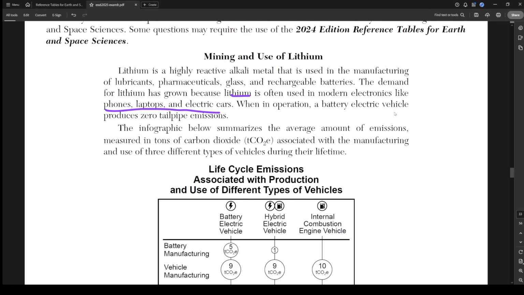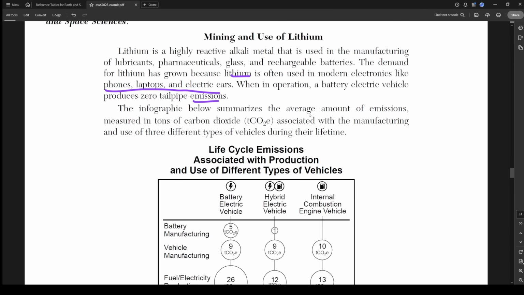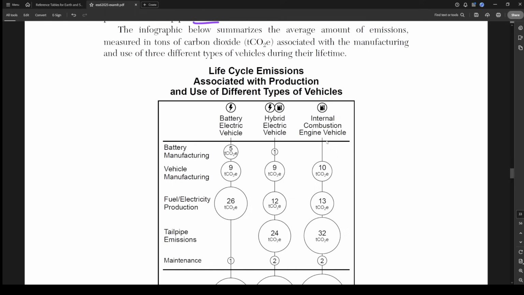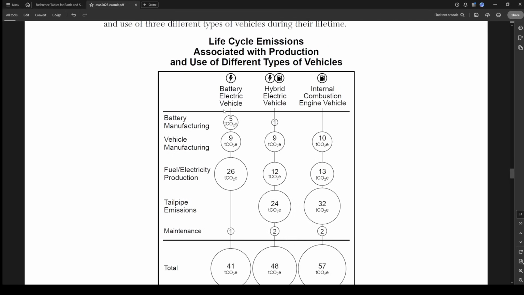Okay. When in operation, a battery electric vehicle produces 0 emissions. The infographic below summarizes the average amount of emissions, measured in tons of CO2, associated with the manufacturing and use of 3 different types of vehicles during their lifetime. Okay. So this is 3 different types. So we have battery electric, hybrid electric, which is electric and gas, and then internal combustion engine vehicle, which is just your classic gas vehicle.